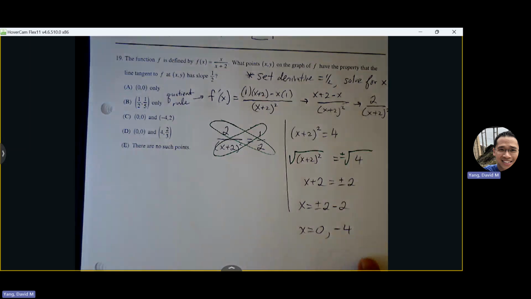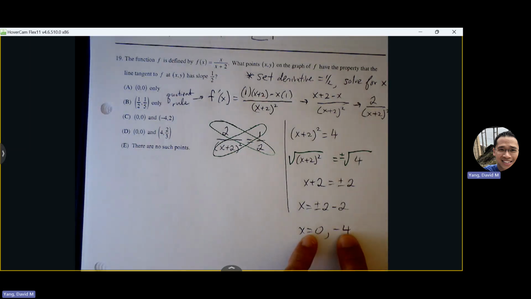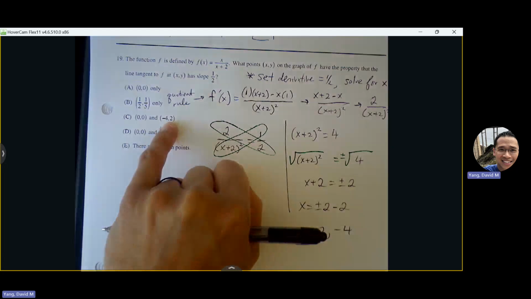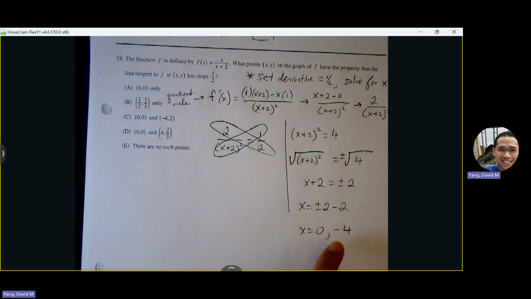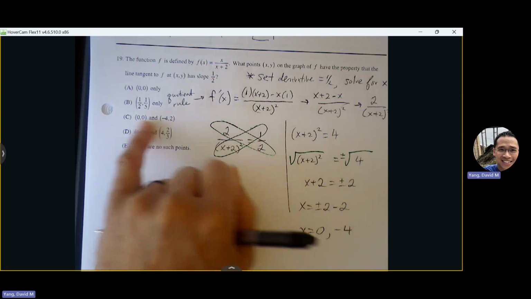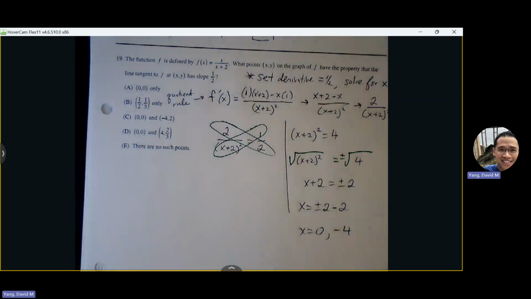So answer choice C. So we have two x value locations, and here they're just spelling out the full ordered pair, which we can test out and make sure that these x values are actually producing these y values, and they are. So answer choice C.